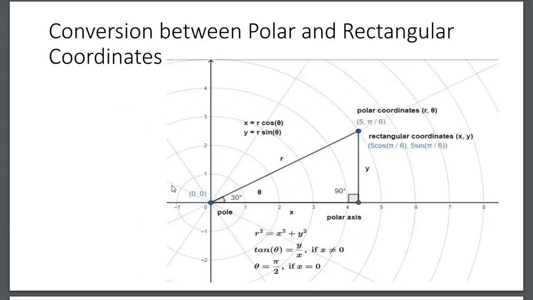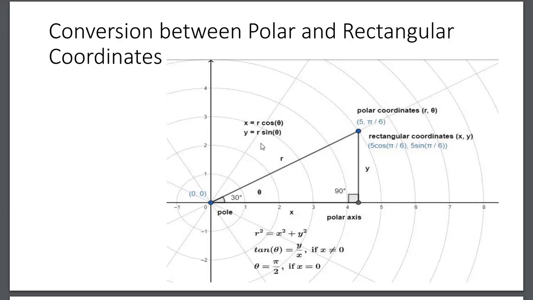Let's look at a point here, 5 pi over 6. You can construct a right triangle, 90-degree angle, and we have a 30-degree angle here for theta. The polar coordinates are theta, I've already told you 5 pi over 6. We want to know, what about the rectangular coordinates? If we were in a rectangular grid system, like in the real number plane, what would the coordinates be there?